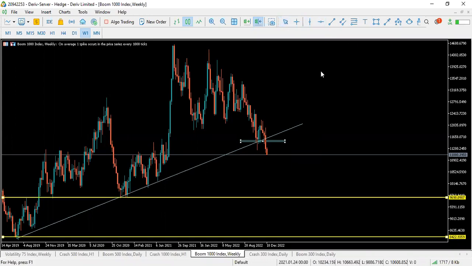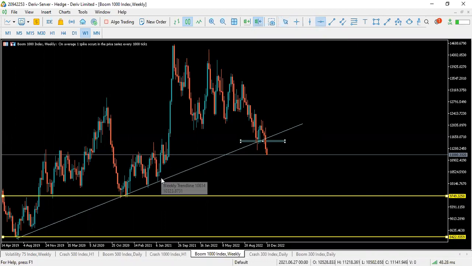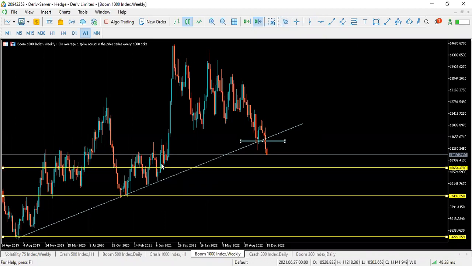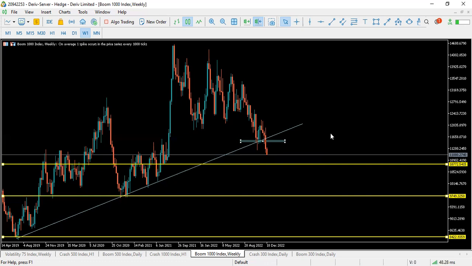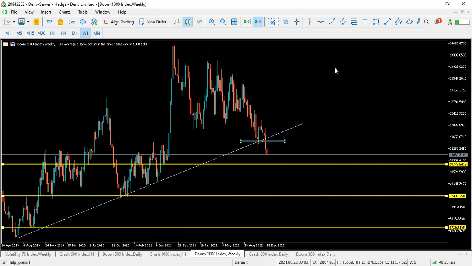This is also somewhere here. So those are the three levels that I'm looking at. Targets for the month, I'm looking at something like this. It gives us a retracement, and we are able to sell upon the retracement.